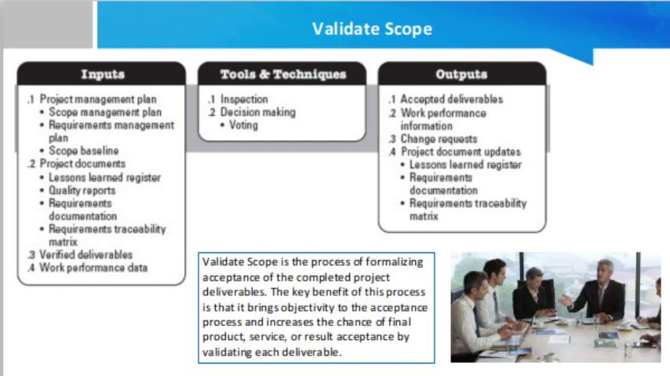Then the outputs. The outputs of validate scope are accepted deliverables, change requests, work performance information, and project document updates. Now, what are these? Accepted deliverables. Accepted deliverables are the deliverables that meet the acceptance criteria of the project management plan and are approved by the appropriate stakeholders. Getting approval is the primary output of this process and is typically performed by the project manager, the customer, the sponsor, and the functional or operational manager.